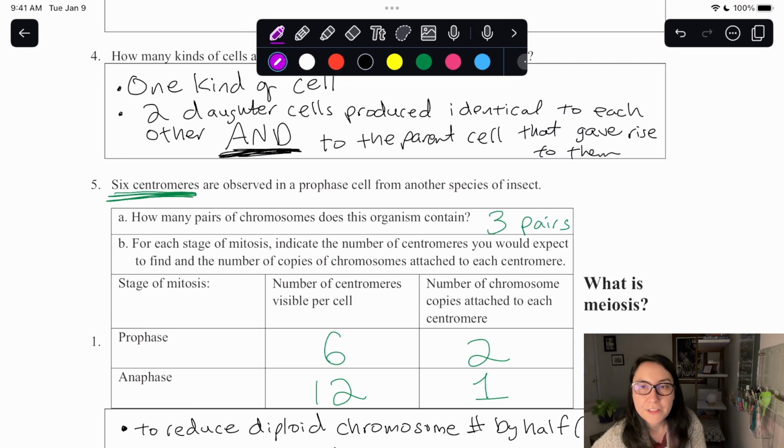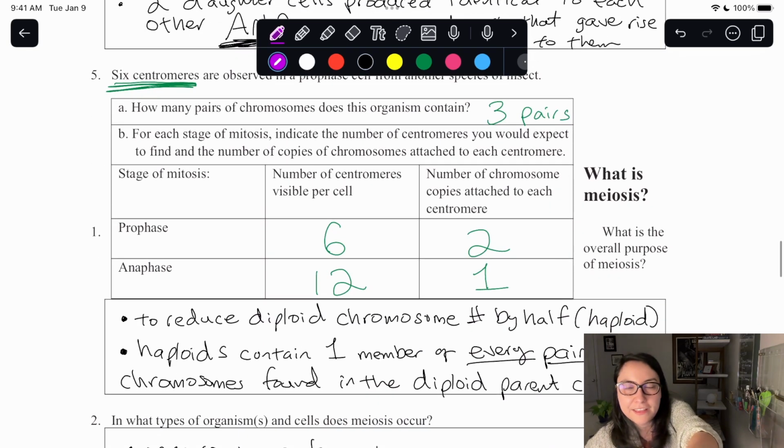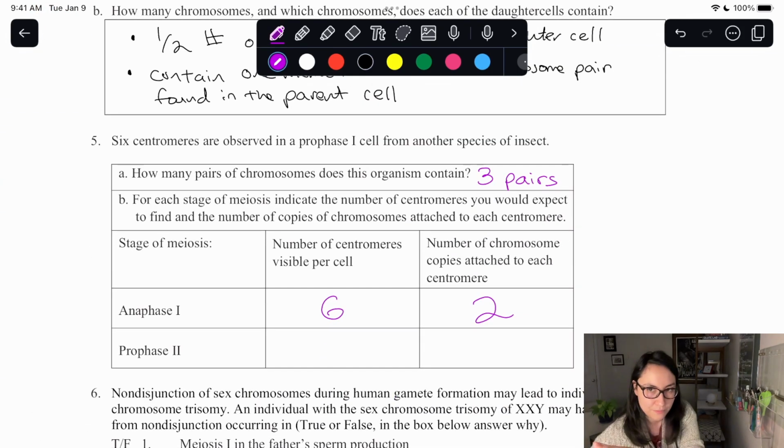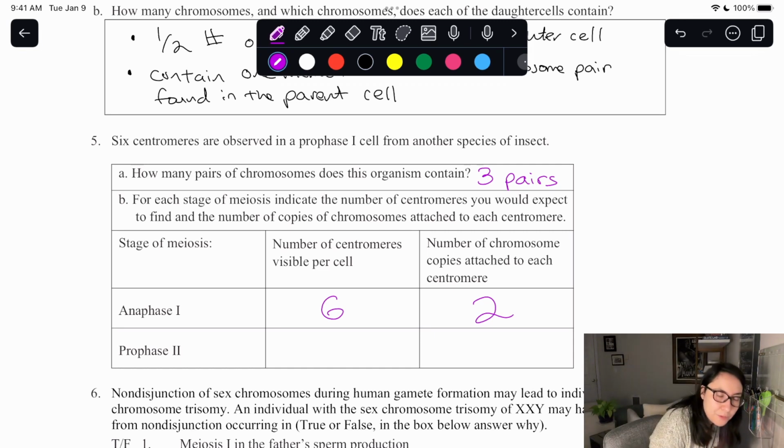It's similar: prophase 1 and anaphase 1, not anaphase, prophase, was the same until we got to anaphase. So if you notice the anaphase in mitosis, it's 12-1 for number of centromeres to number of chromosome copies. In anaphase 1 of meiosis, it's 6-2. Okay? Then in prophase 2, the number of centromeres visible per cell is going to be 3, and the number of chromosome copies attached to each centromere is going to be 2.